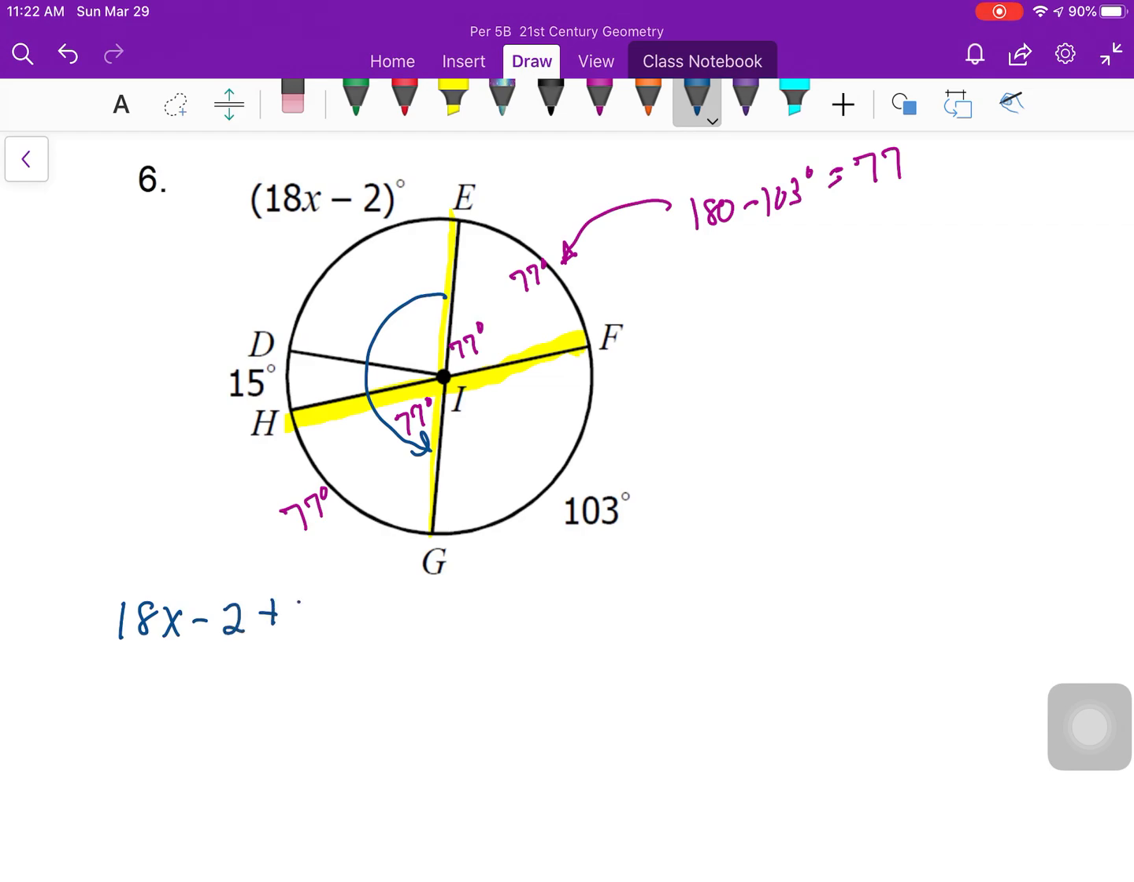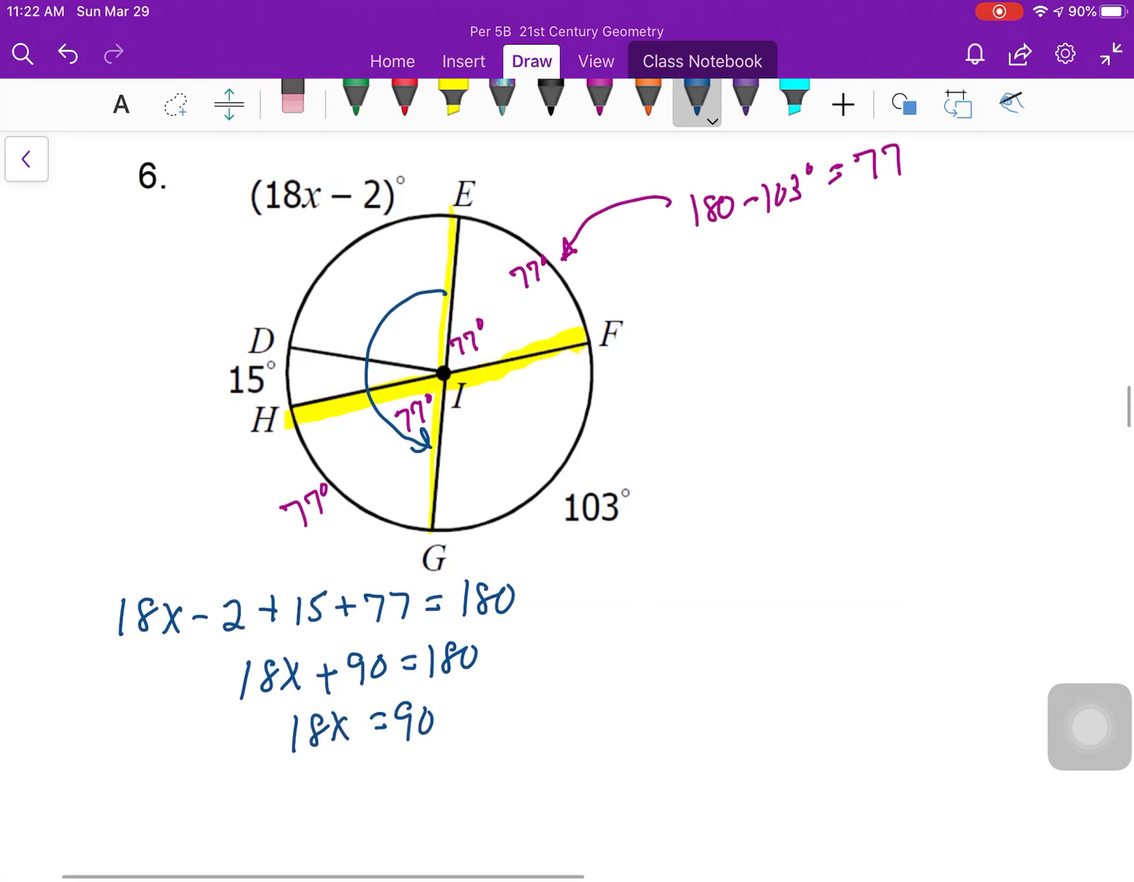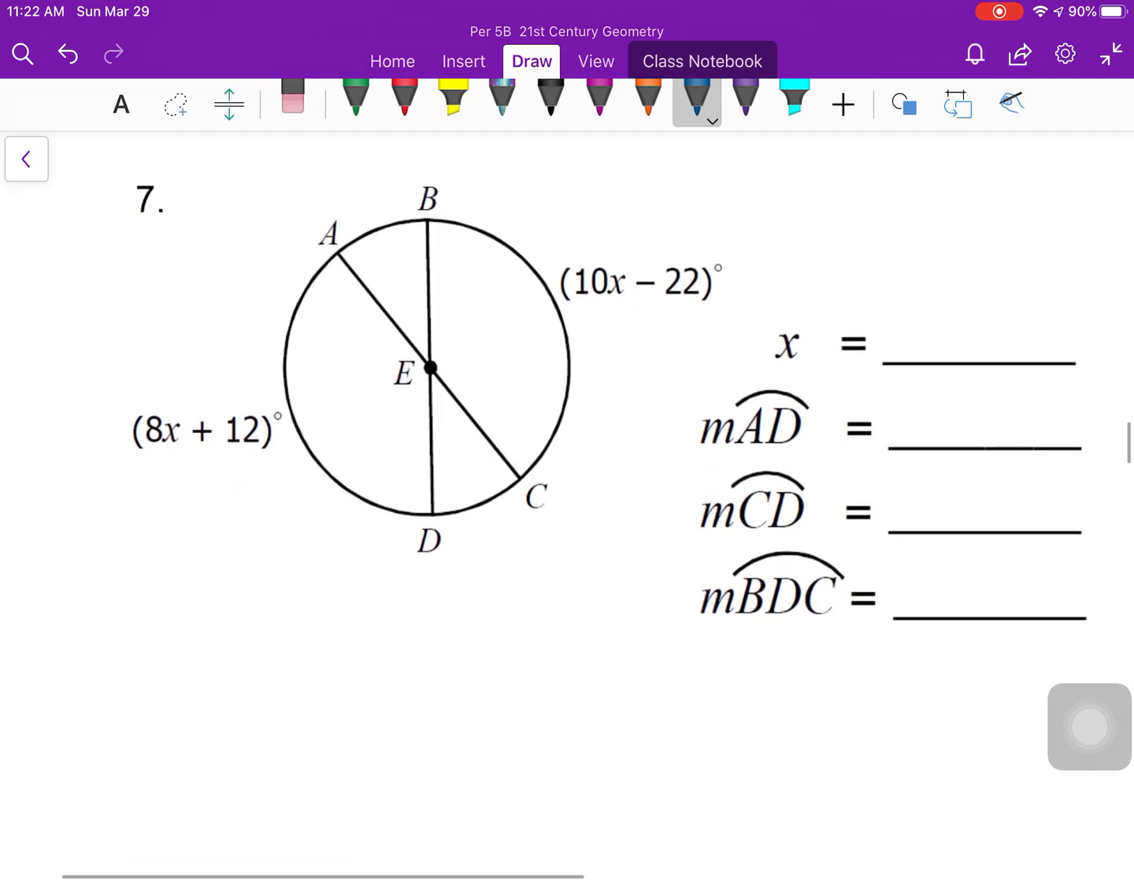So that's going to be a semicircle. That means if I take the 18x minus 2, I add the 15, and I add the 77, I'll get 180 degrees, because that's half of a circle, 180 degrees. Combining like terms, negative 2 plus 15 plus 77, I get 90. So 18x plus 90 equals 180. Subtract 90, 18x equals 90. 90 divided by 18, I get 5.